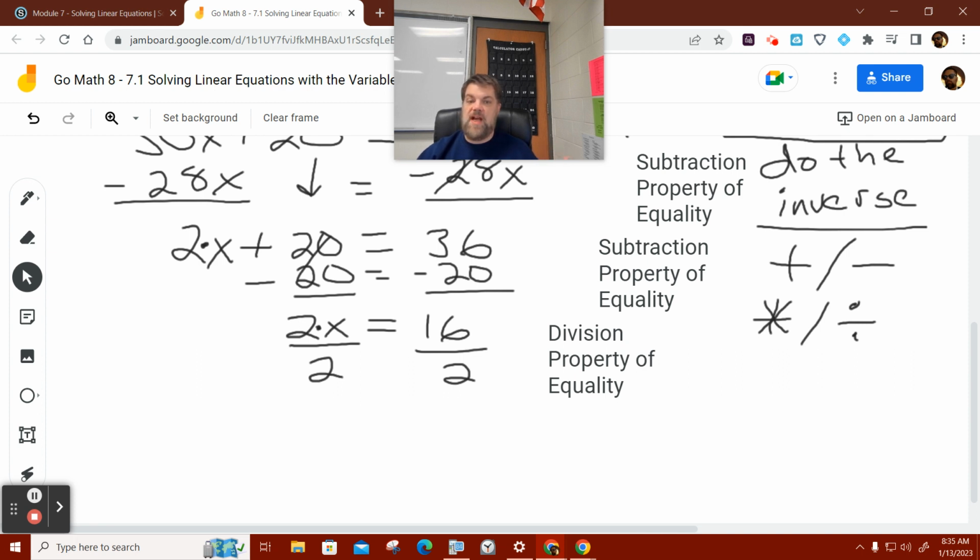If we multiply on both sides, that's the multiplication property of equality. If we subtract, subtraction property of equality. If we add, addition property of equality. Whatever I do on one side, I have to do to the other. That's a nice way of saying this is a property of equality.